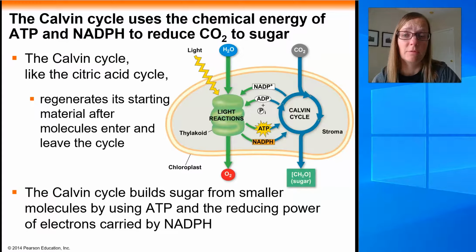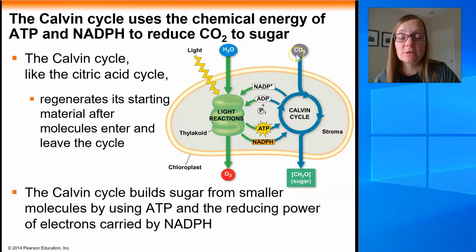Now that we've gone through the light reactions and we've converted light energy into chemical energy in the form of ATP and the NADPH in the stroma of the chloroplast, we are now ready to build some sugars in the second half of photosynthesis. Here's where the Calvin cycle comes in. The Calvin cycle has a lot of similarities to the citric acid cycle, meaning that it will regenerate the starting material that it starts with so that the whole process can go full circle or be cyclical.